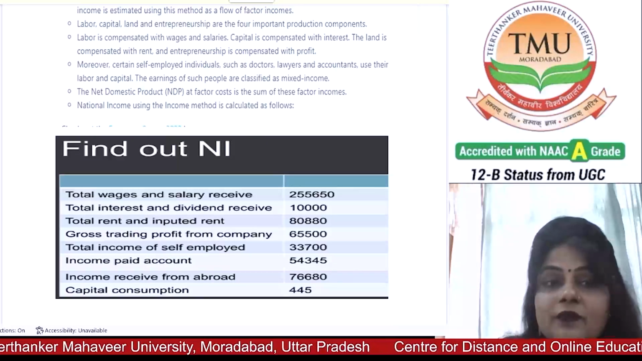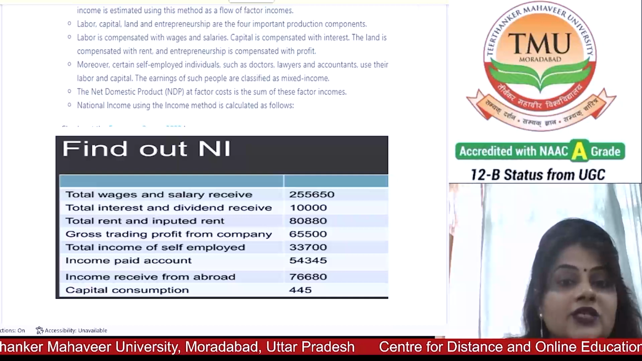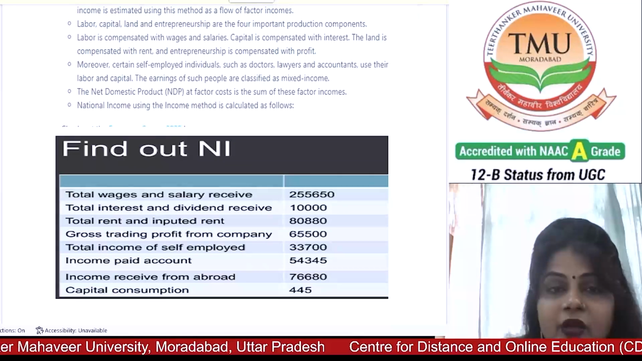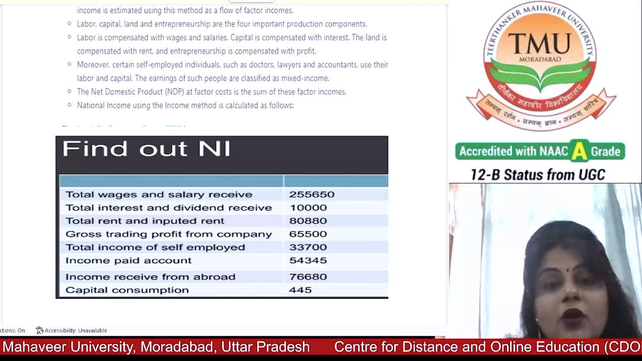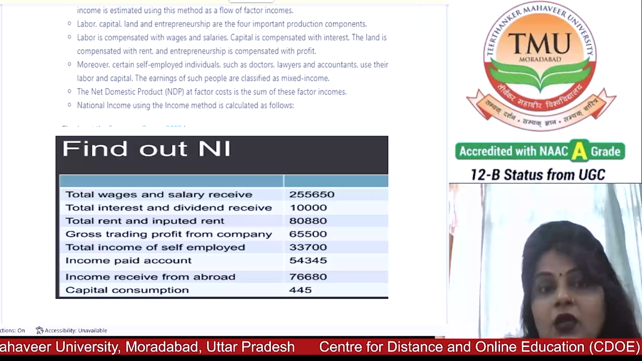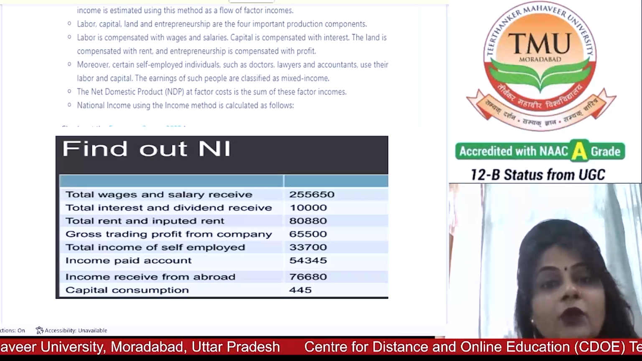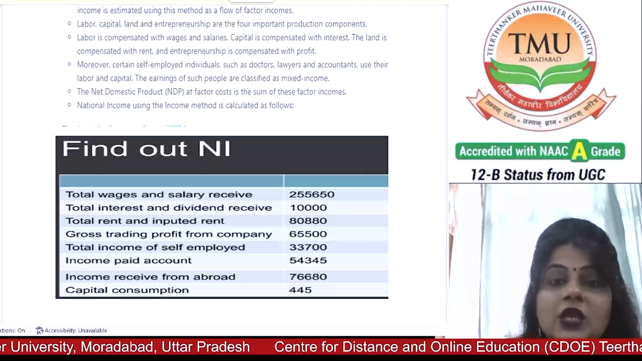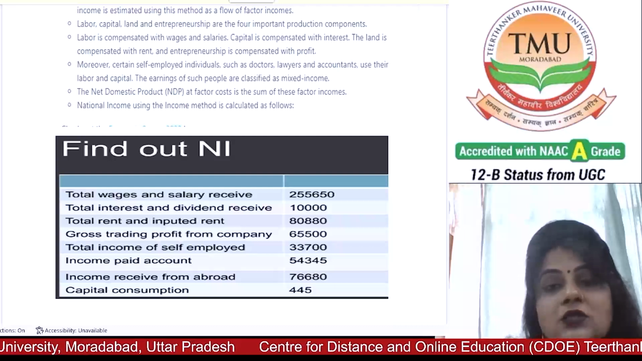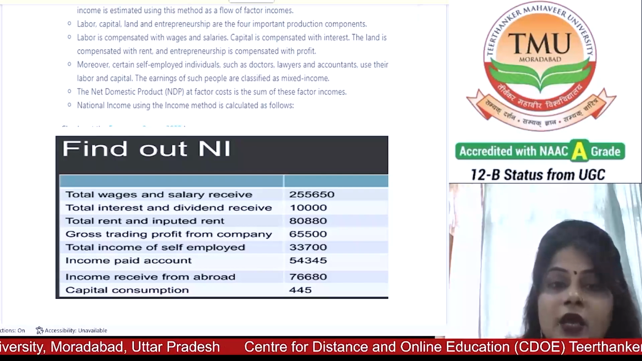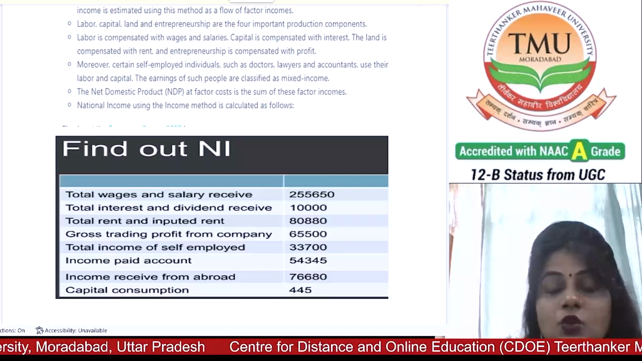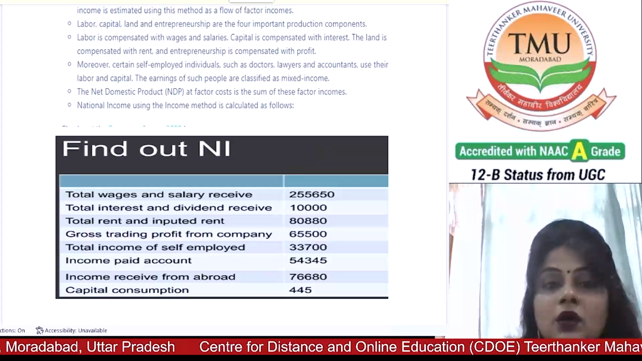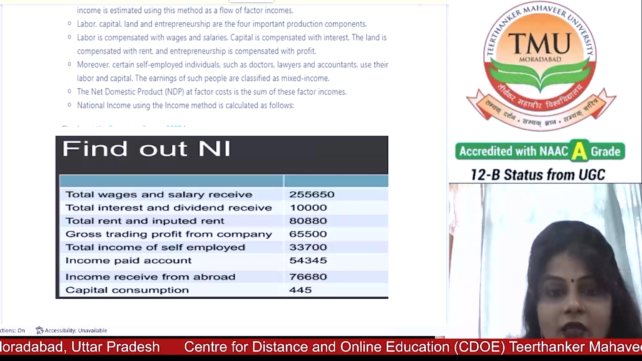And the last step of calculating national income through the income method is the estimation of net factor income from abroad, that is NFIA. NFIA is added to domestic income, NDP at factor cost, to get the national income, NNP at factor cost. So NNP at factor cost is equal to NDP at factor cost plus NFIA.